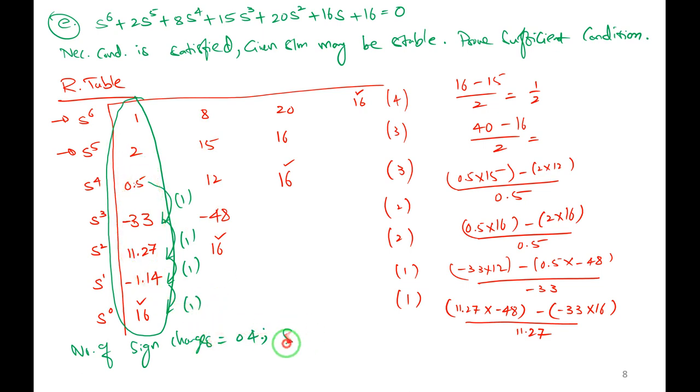By observing the first column elements of the Routh array, the number of sign changes is 4. So 4 roots lie in the right half of the S plane. So the given system is unstable.